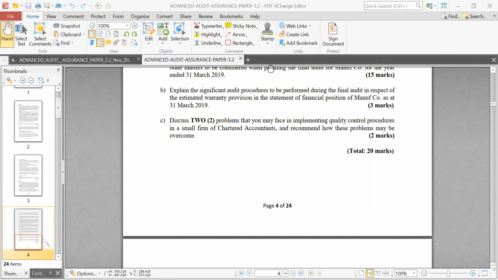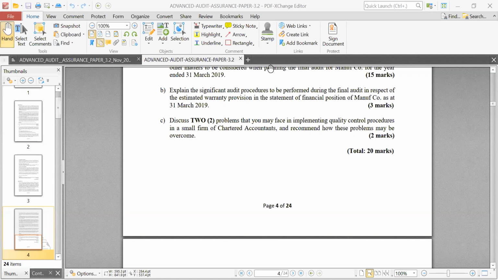But with regards to warranty provision, what are some of the audit procedures? Audit procedures are simply the procedures you engage in to test a particular transaction, like warranty provision. So what are some of the things that you do to test an estimate? What are some of the things you check out for? That's all it's talking about.